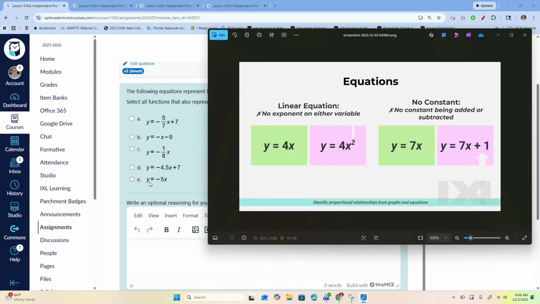And look at letter E, y equals negative 5x. Ooh, that is proportional. See, I only have a number multiplying the letter x, and the x has no exponent. All right? And that's how you do this lesson.